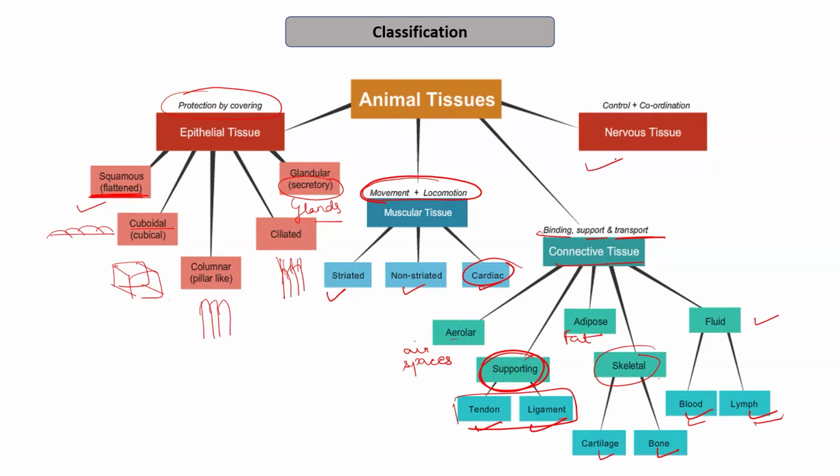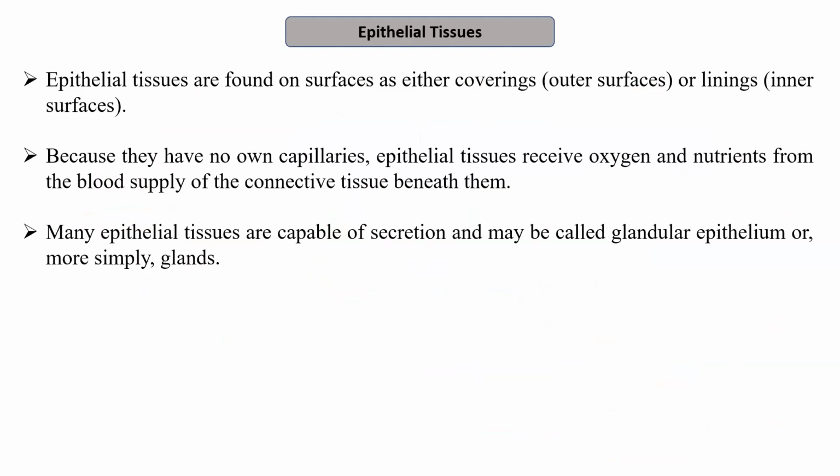The next is the nervous tissue. Nervous tissue helps in the control and coordination, and as I mentioned, they lack the power of regeneration. This is an important point. So these are the different kinds of tissues that are present in any animal. So we will be starting with the epithelial tissues.